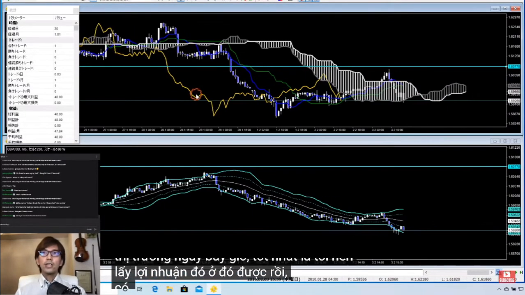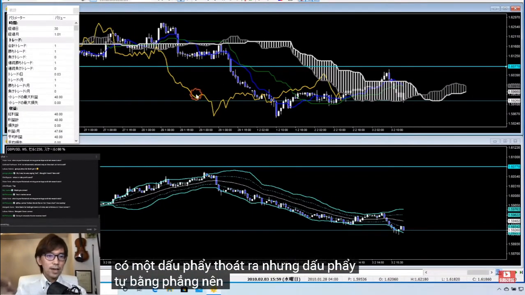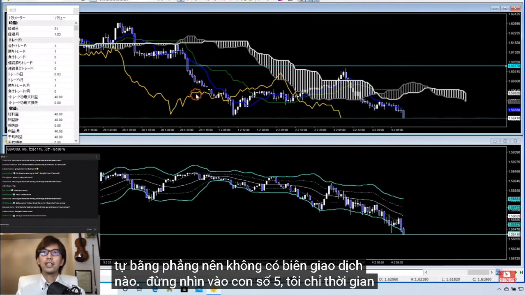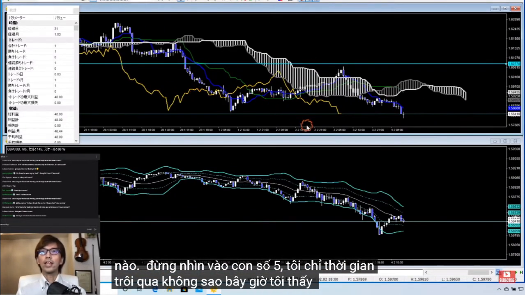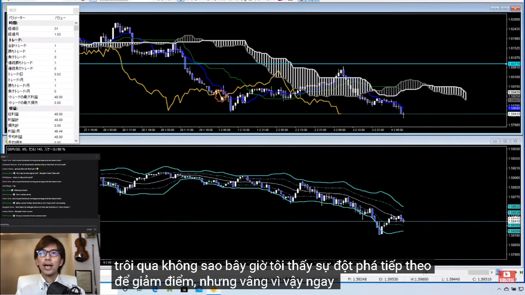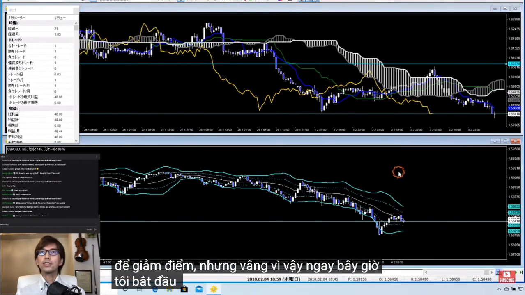Okay, there is a Kumo breakout, but the Kumo itself is flat, so there are no trading edges. I don't look at the 5 minute chart. I just let the time go by. Okay, now I see the next breakout to the downside. So right now I start to look at the 5 again.